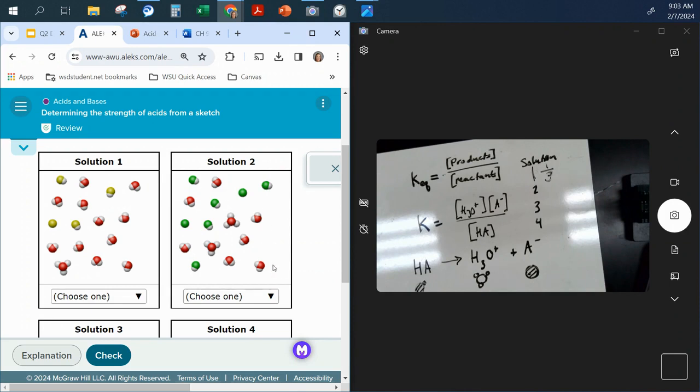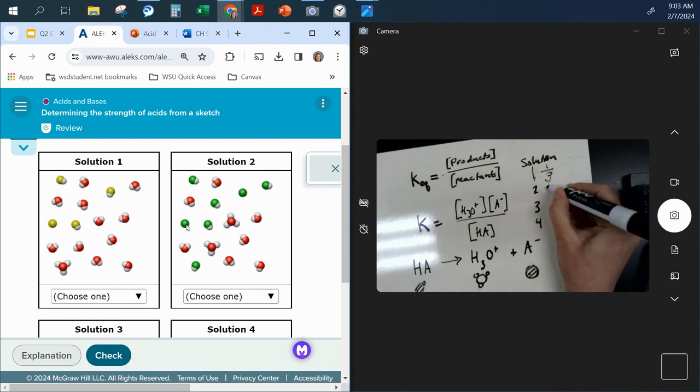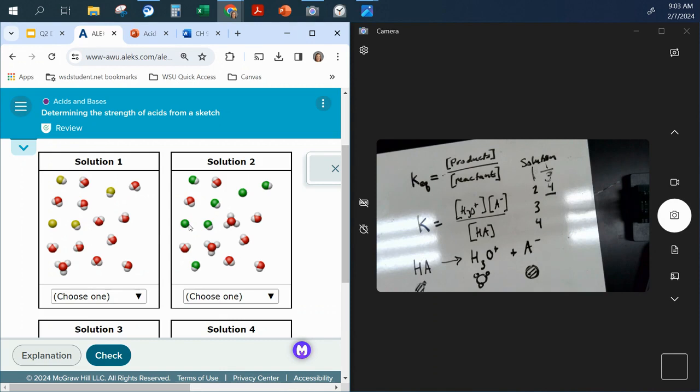Second solution. I'm looking for hydronium, 1, 2, times my conjugate base, 1, 2. So that's 2 times 2, that's 4. And then I'm looking for the original acid, the thing that's attached to hydrogen. So 1, 2, 3, 4, 5. We've got 5. Oh, that's not a nice fraction.